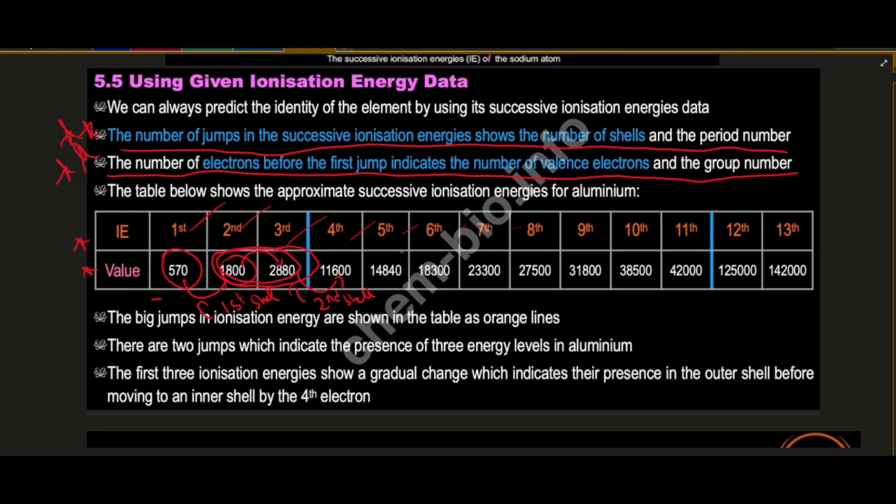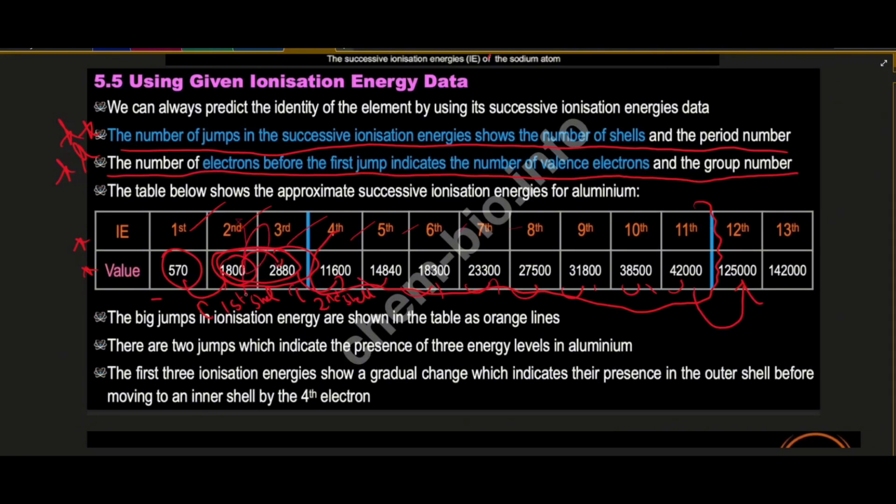Again, fourth, fifth, sixth, we get to see that for these electrons there isn't a significant big jump. You get to see there isn't actually a significant big jump. It keeps going like this until the 11th electron. At the 11th electron, we see a very big jump again.